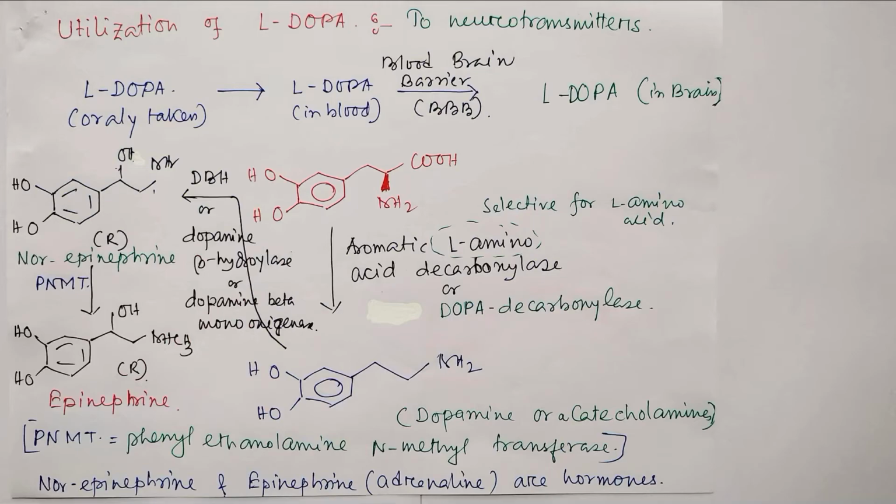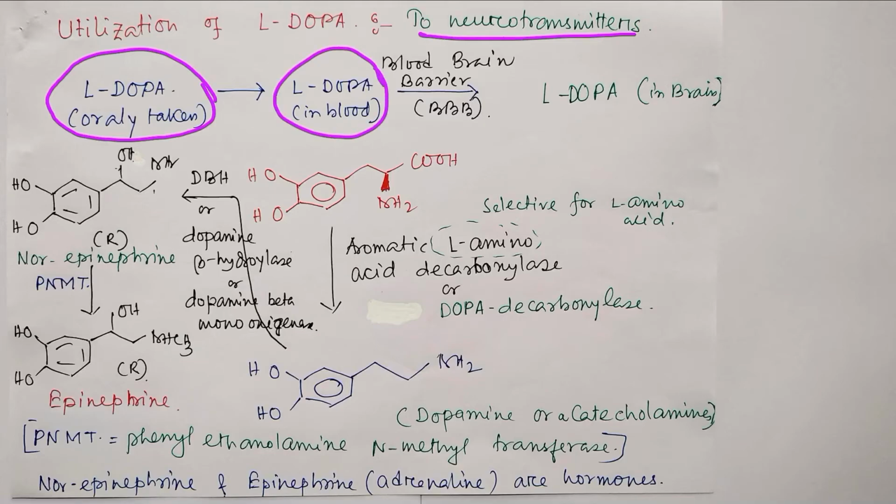Fine. So it is actually a neurotransmitter. Okay, so what actually is our plan? First, we take l-DOPA orally, as the medicine. After that, l-DOPA goes to the blood. When it is in the blood, it needs to cross the blood-brain barrier to reach the brain. Fine. And l-DOPA goes into the brain. So what happens after that?